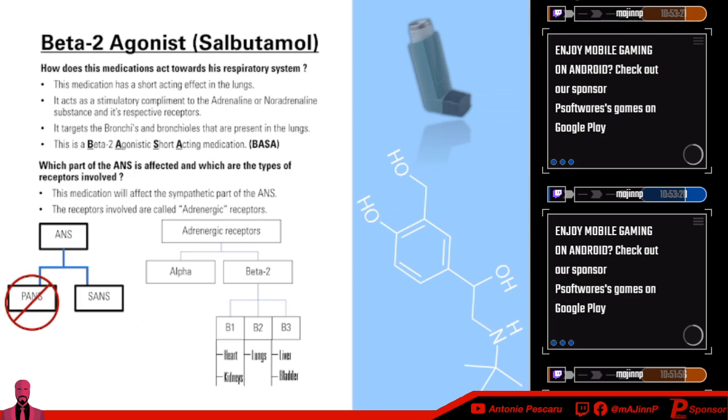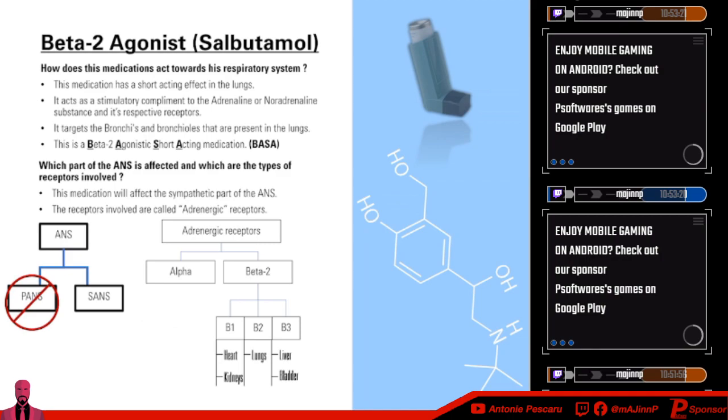And again, a little way to remember what beta 2 agonistic is that it's going to act as a complement. So meaning that it's going to stimulate what? For our patient, what do we want? We want that dilation, baby. We want the lungs to dilate, the bronchi in the lungs and the bronchioles to dilate as much as possible. So that's what we want for our medication.